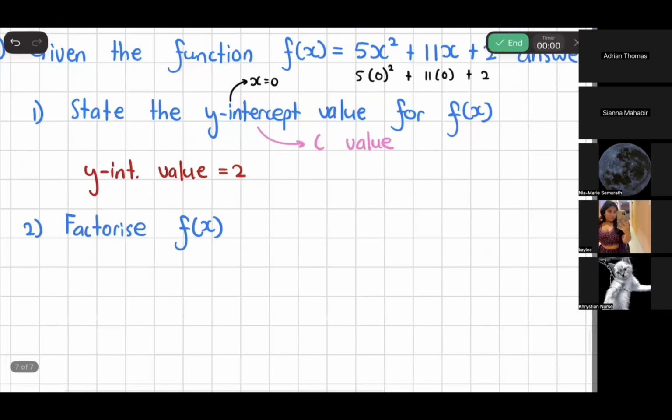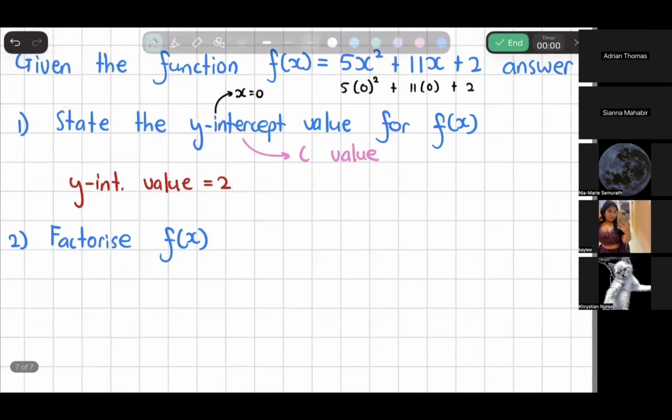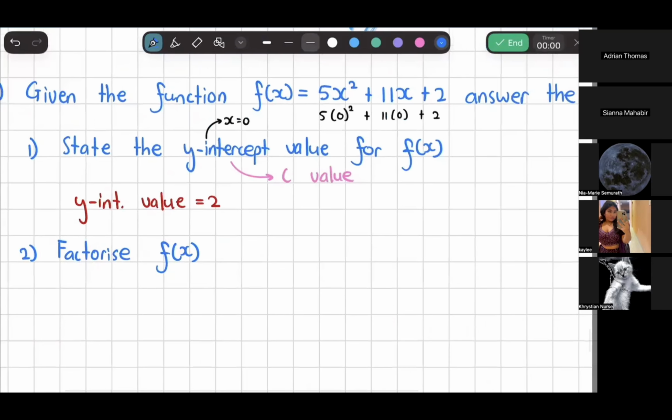we're on to part 2 now. We want to factorize f of x. So to factorize it, what is my first step? What am I going to do? Tell me, Christian, how are we going to factorize f of x?